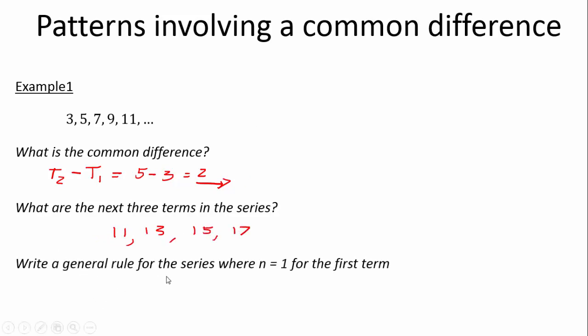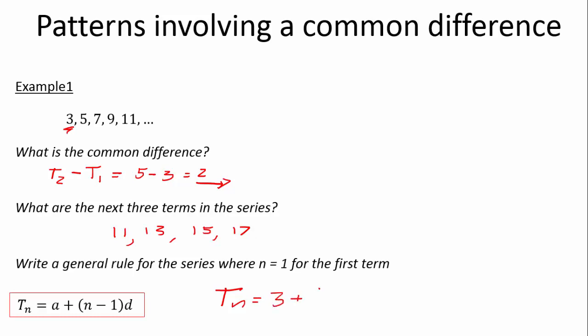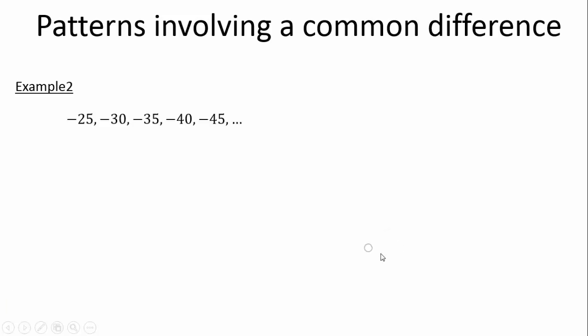Write the general rule for the series where n equals 1 for the first term. Now I give you the formula to make it a lot easier, because that's what you're going to be dealing with in grade 8. We know that A is the first term, and we know that D is the common difference. So we can say, Tn is equal to 3 plus n minus 1 times the difference of 2. And that is your answer. And you can multiply this out to check it works.